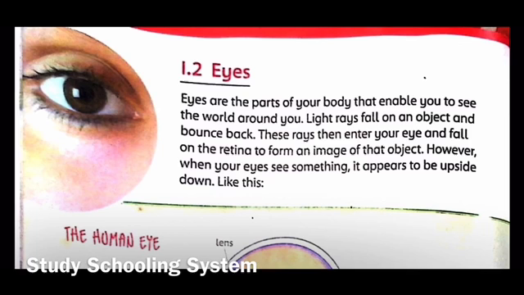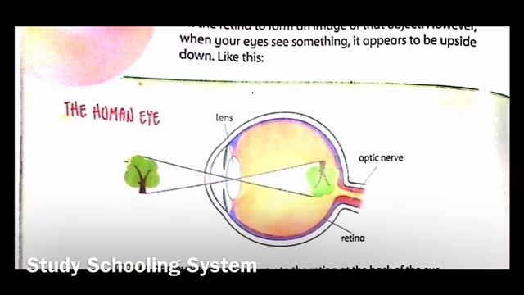This part of the paragraph is explaining to us how we see an object. So, we see with the help of light rays. They fall on an object and bounce back into our eye, where the retina helps to form an image of the thing that you're seeing. However, when your eyes see something, it appears to be upside down, like this.